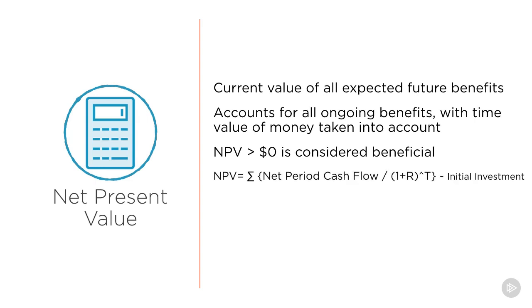NPV is calculated using the same formula as IRR, with the summation of the net period cash flow divided by 1 plus R to the power of T, all of that less the initial investment. R here is the interest rate, while T is the number of time periods. And in this case, we have the other information to plug in, such as the cash flows and the interest rate, but we don't yet know what the net present value of all of these different factors is.